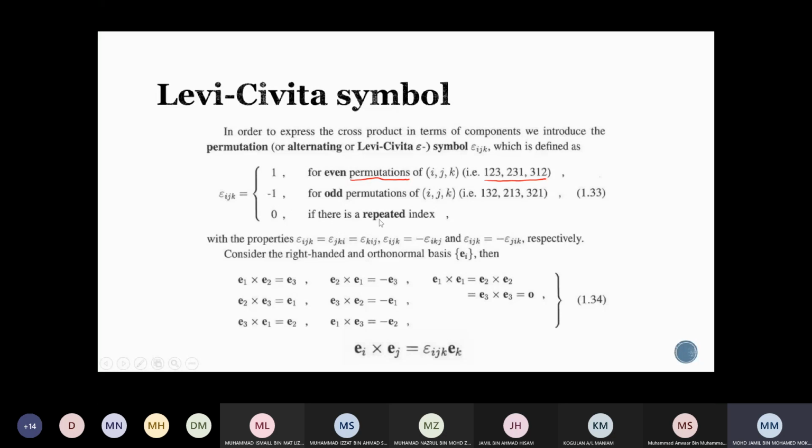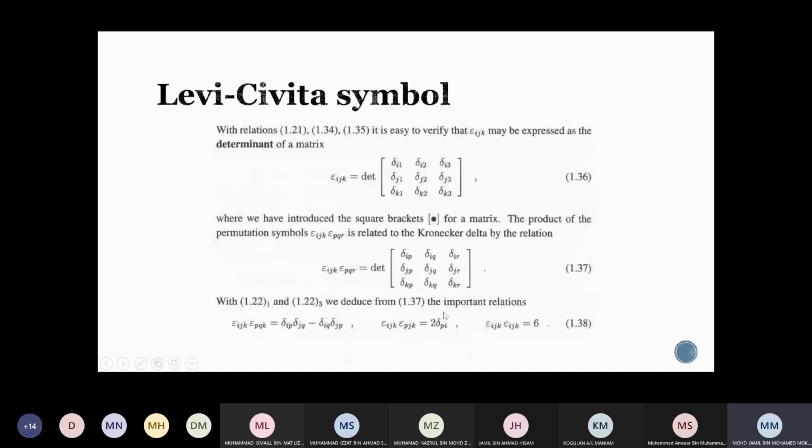So if there is a repeated index, it becomes 0. Okay, so these are some of the rules. Kita akan tengok ni lebih detail nanti, okay. So for now kita fahamkan dulu apa benda lah ni, okay.